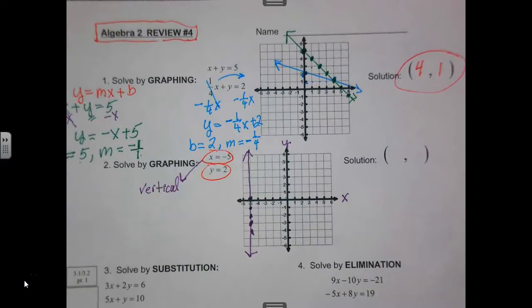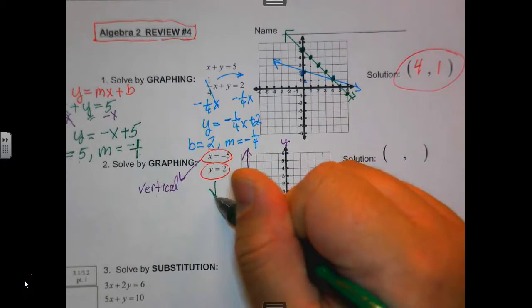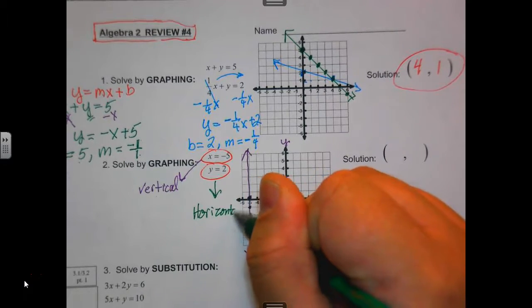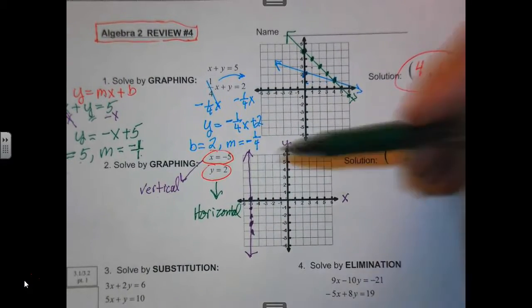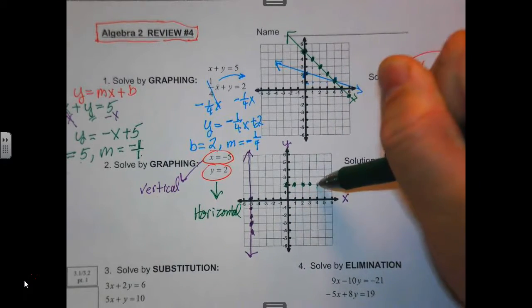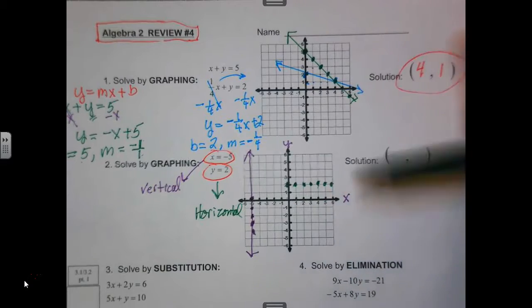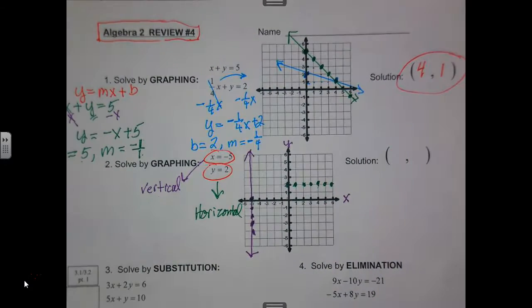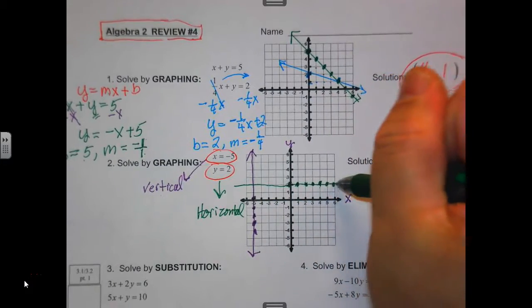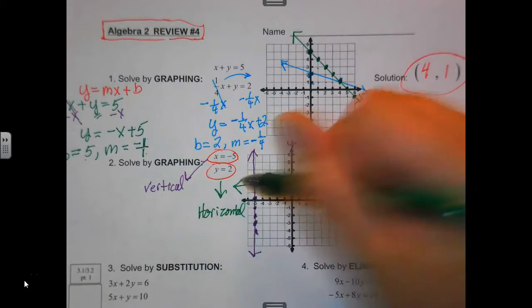Okay? Y equals 2 then must be horizontal. And again, if you forget, my y equals 2, y equals 2, y equals 2. Y will always equal 2. Okay? So that's another way you can remember that y is a horizontal line.